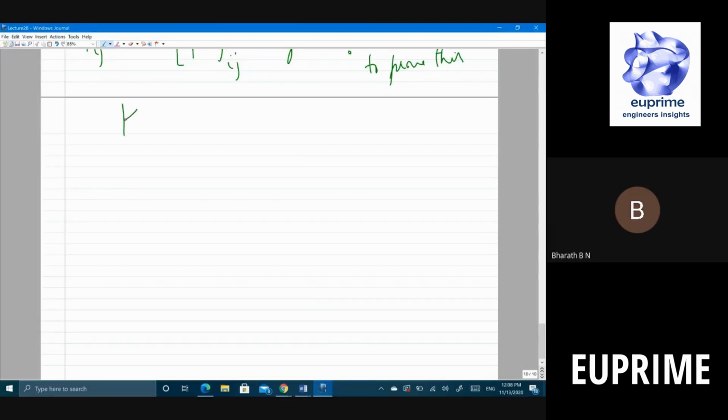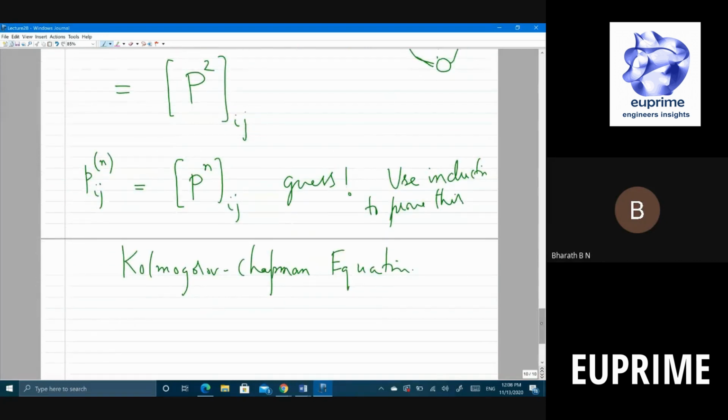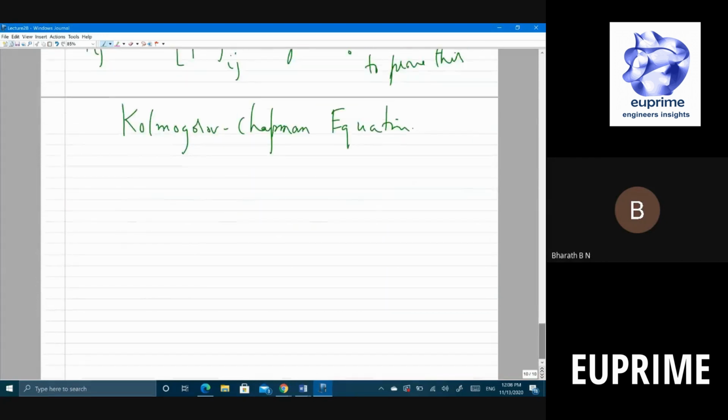This result is called the Kolmogorov-Chapman equation. Okay. I won't write this formal result; I'll leave it as an exercise. It's easy, straightforward. So now you know, if you start at state i and want to go to state j in n steps, that is n time slots, that probability is nothing but you take the probability transition matrix, raise it to the power n, and look at the ijth entry. That will give you the probability. Is that fine?